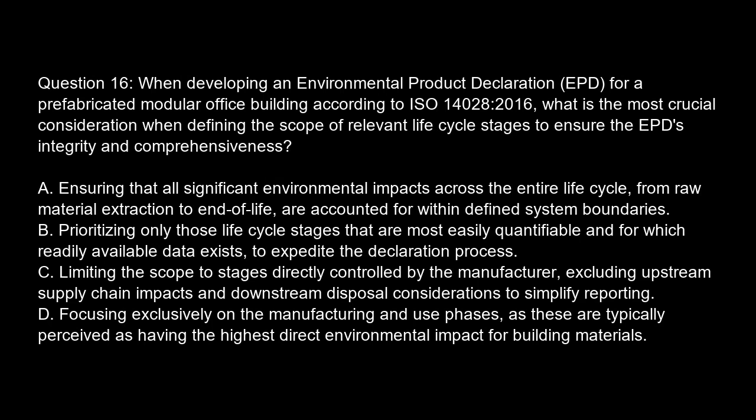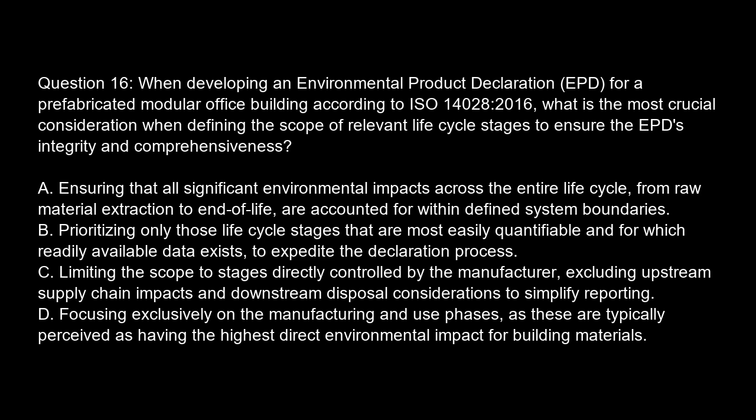Question 16. When developing an environmental product declaration, EPD, for a prefabricated modular office building according to ISO 14028-2016, what is the most crucial consideration when defining the scope of relevant life cycle stages to ensure the EPD's integrity and comprehensiveness? Option A. Ensuring that all significant environmental impacts across the entire life cycle, from raw material extraction to end of life, are accounted for within defined system boundaries.